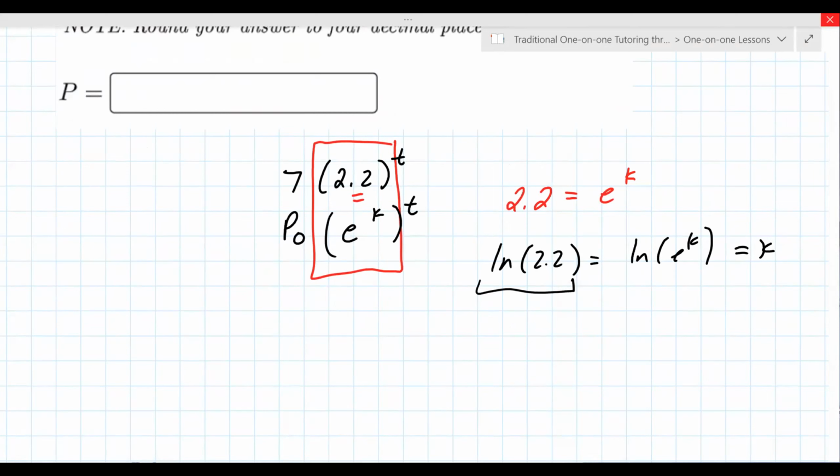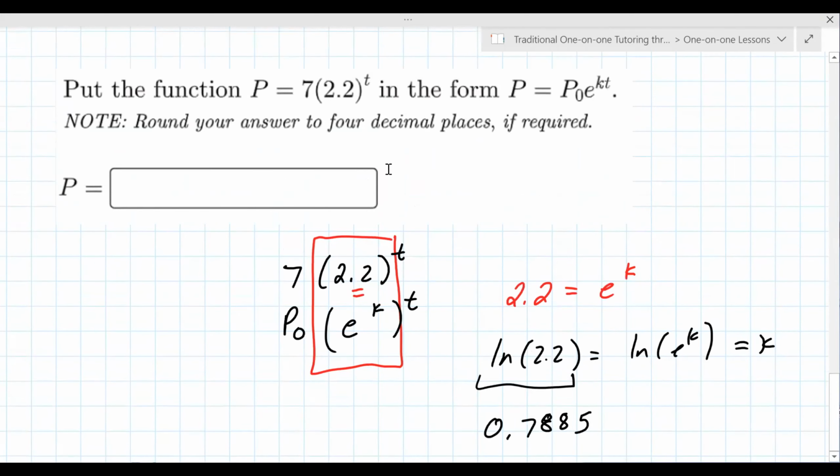Let me get that number for you. What does it say here? 4 decimal places. 0.7885. Yeah. So now what do they want? They want P. So they want this equation: 7e to the 0.7885t.